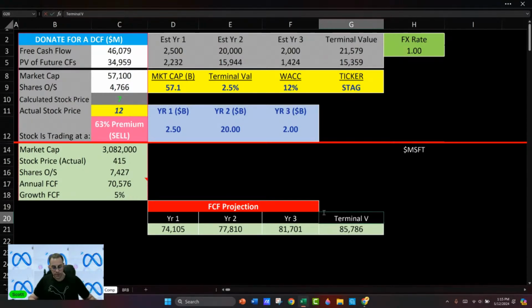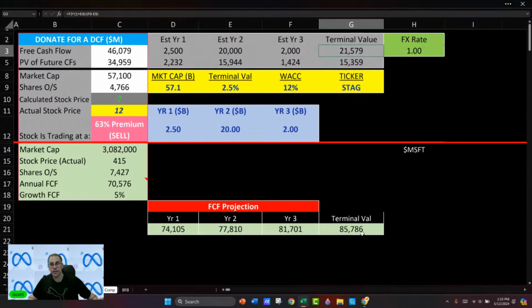The terminal value is all cash flows after your final year of projection. So all cash flows after year 3.